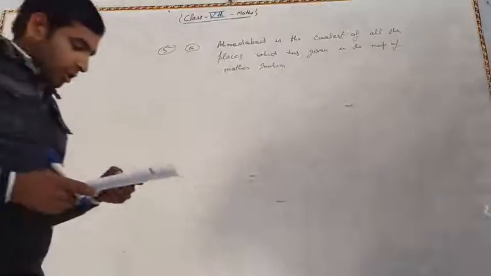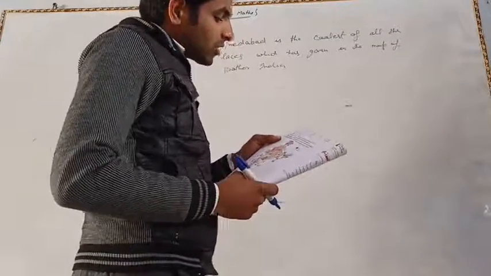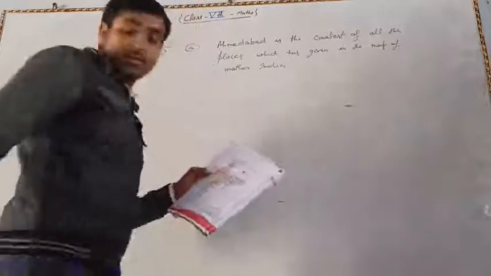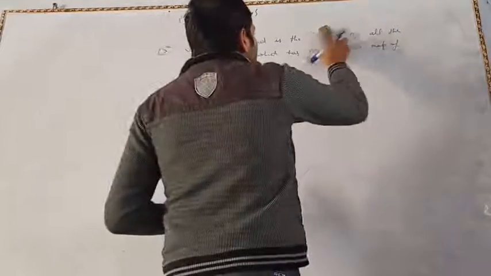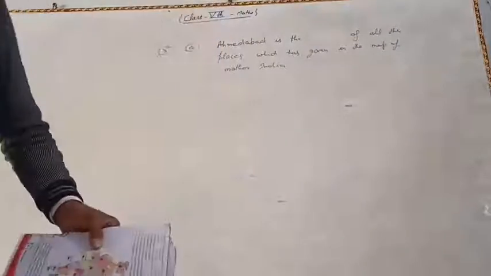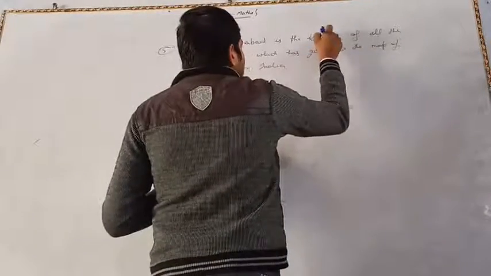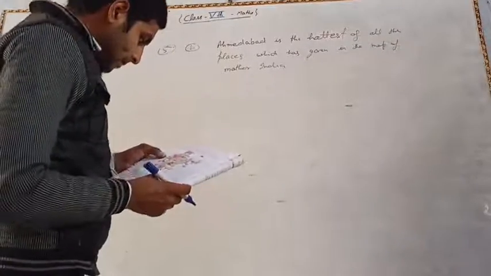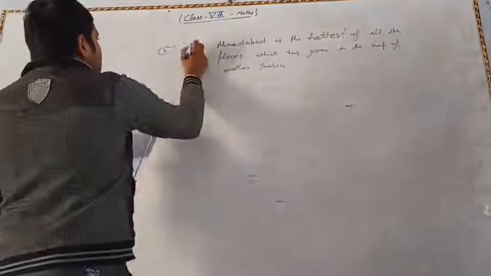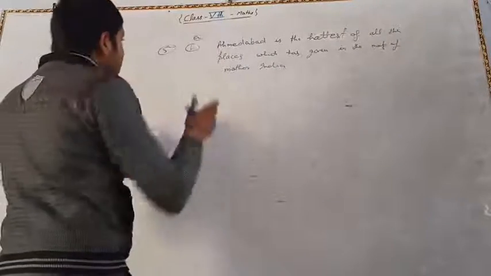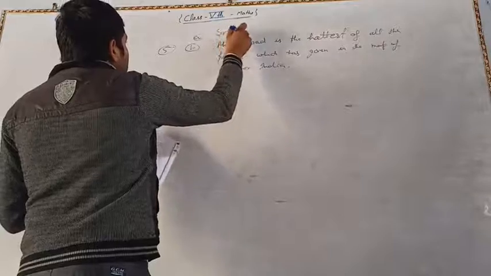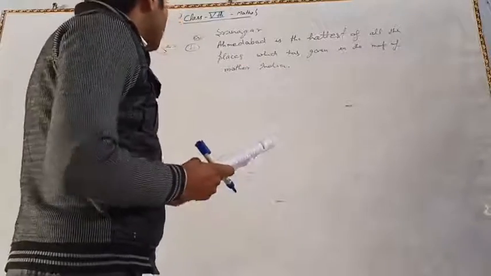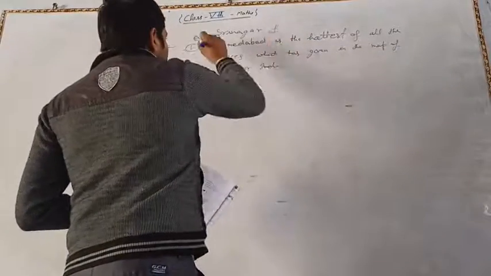So this is the solution of your first part. Then it is asked which place is the hottest. Sorry, this is the hottest place. Ahmedabad is the hottest place. This is the answer of part B. And for the coolest place, part A, Srinagar is given. Srinagar is the coolest place, and Ahmedabad is the hottest place. Okay. This is the first solution.